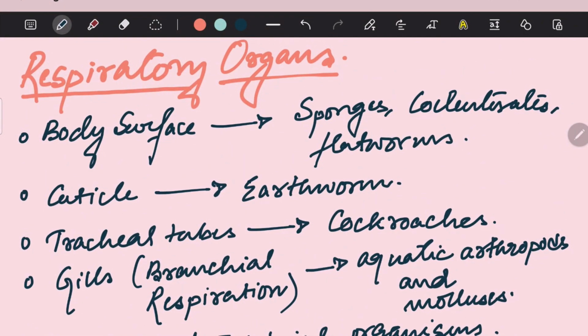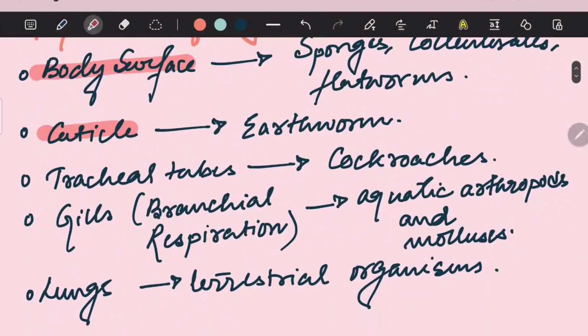According to our knowledge of the animal kingdom, we know that there is a large spectrum of organisms, and all of these organisms have different mechanisms of respiration. Starting from the very first organisms like the sponges, ciliates, and flatworms, they directly respire through their body surfaces. Next, organisms like the earthworm respire through the cuticle present on the skin. Cockroaches, which are arthropods, have a network of tubes known as tracheal tubes, which they use for their respiration.